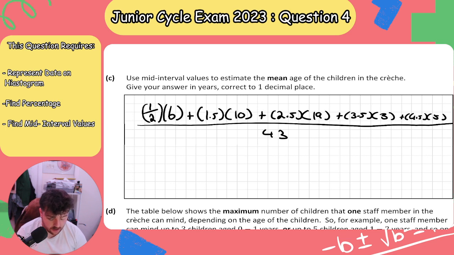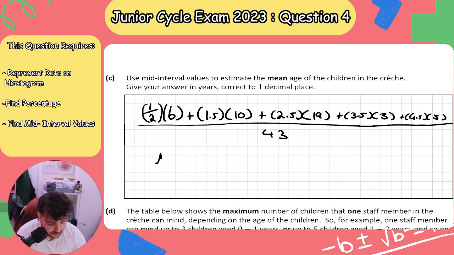So I'm going to plot this in your calculator, really. It'd be stupid to do it any other way. But 0.5 times 6 plus 1.5 times 10 plus 2.5 times 19 plus 3.5 times 3 plus 4.5 times 5 all over 43.